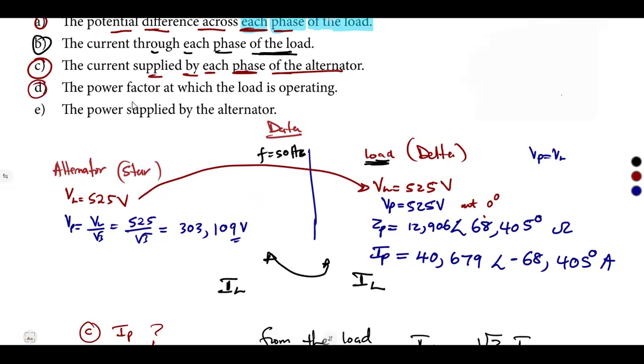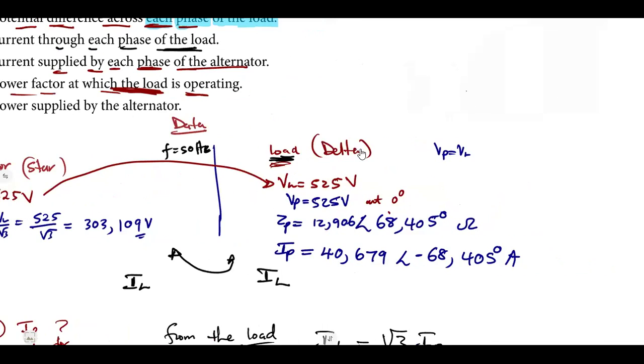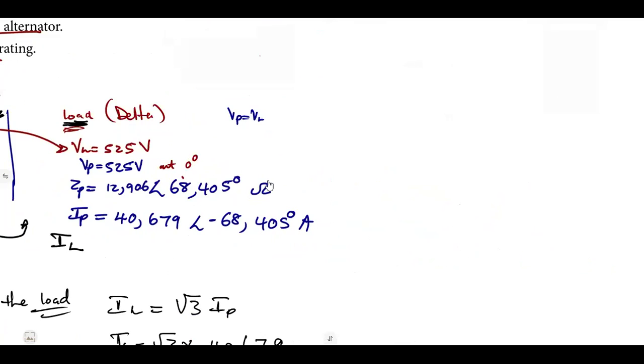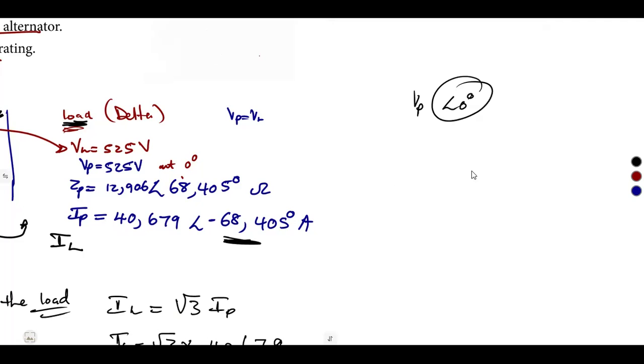Anyways, let's move on to another part, which is D, the calculation of the power factor at which the load is operating. We are still here on the load. Where can we calculate the power factor? I always talked about this, guys. The power factor from current, as our voltage is in phase. Remember, it is not in phase, but at reference. So as our VP was at 0 degrees, the angle that you see on your current there is your phase angle.